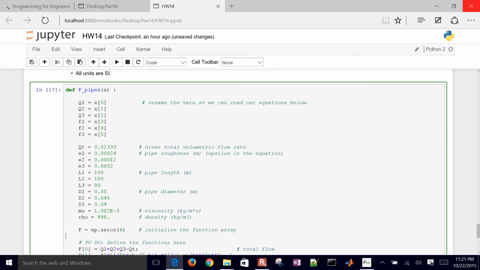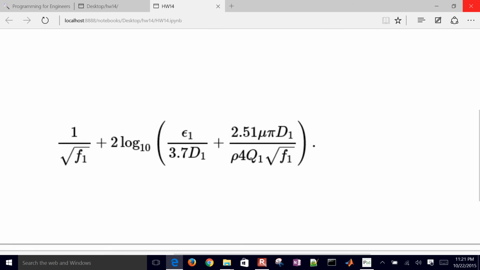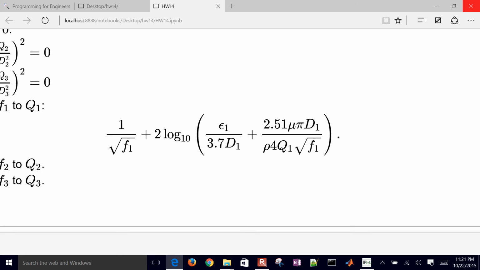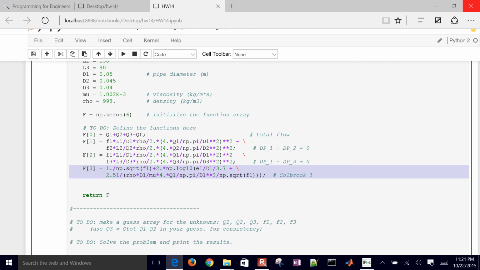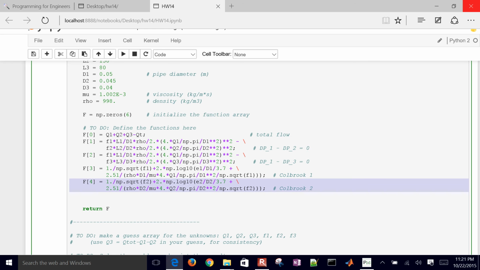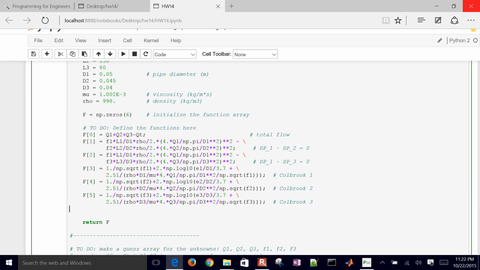And then let's go on to the next equation, which is this Colebrook equation right here that relates the friction factor to the volumetric flow rate. So we'll define that one as well. Just make sure you don't make any mistakes here on the equation formatting, and then we'll do that just changing it from F1 to F2 and E1, E2, D1, D2, all those to the second pipe. So we need to relate the friction factor to the volumetric flow right here. Okay, so there's my sixth equation. Those are the three Colebrook equations, the two pressure drop equations, and then the total volumetric flow rate.